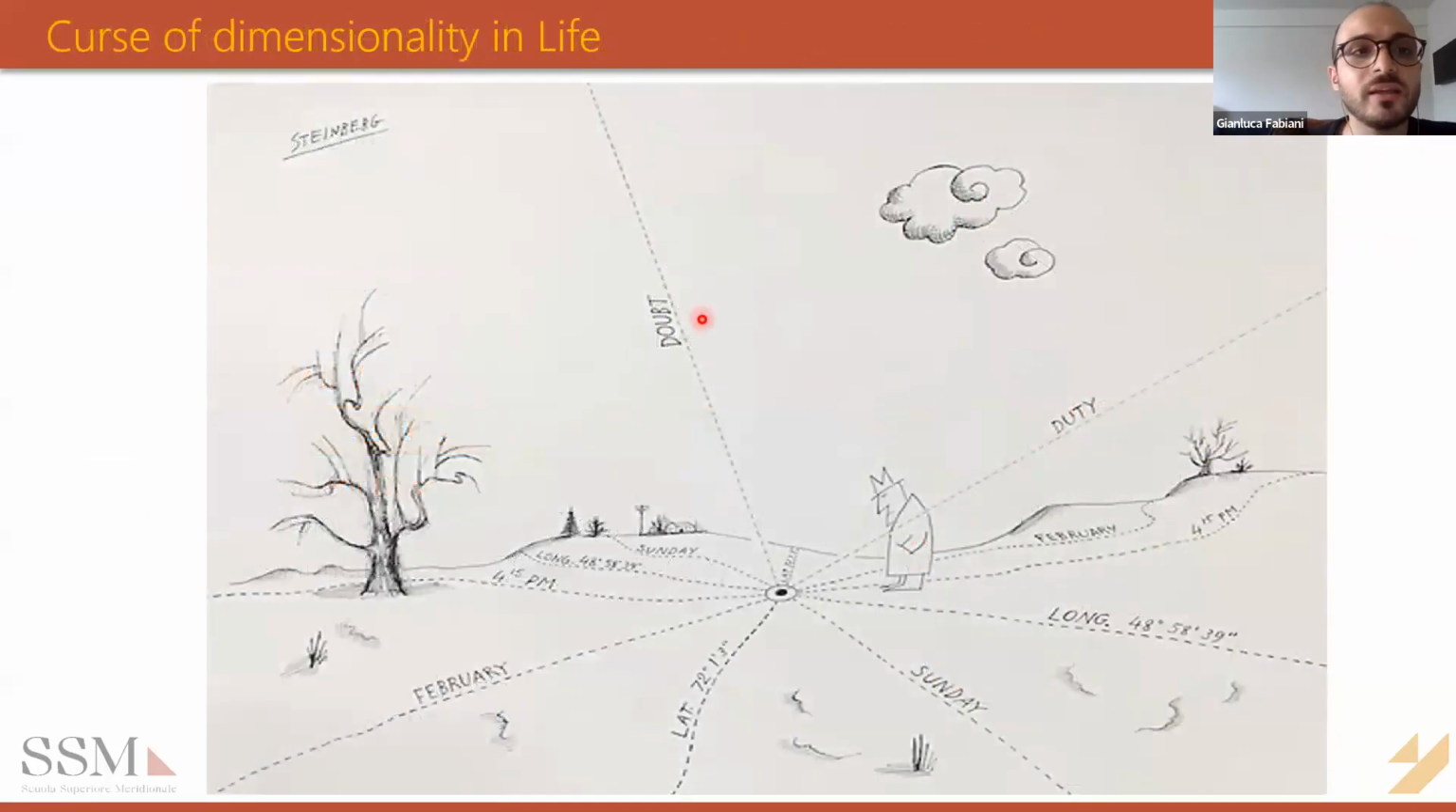We can explain this by thinking about life. This is a cartoon from Steinberg called Curse of Dimensionality in Life. In life, we cannot take optimal decisions because we have to be in the right position in space, at the right moment in time. We have our duty, we have our doubt, and we cannot consider everything and take an optimal decision. There are too many variables and too many constraints for decisions in life.